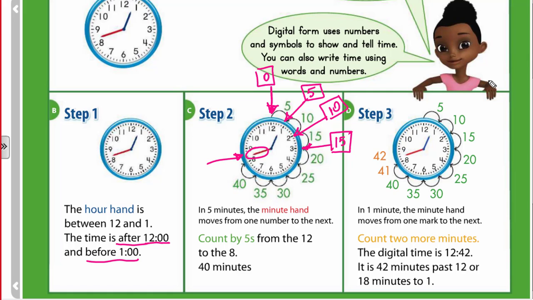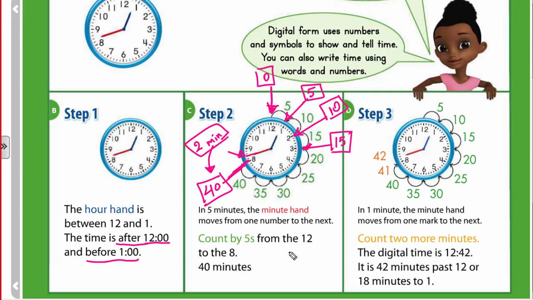So, when we reach this number 8, it's 40. But we don't need 8. See, here, this is here. Okay, so what do we mean by this part? This is after 40 by 2 minutes. So 2 minutes plus the 40, it will be 42. So it's 42 minutes.